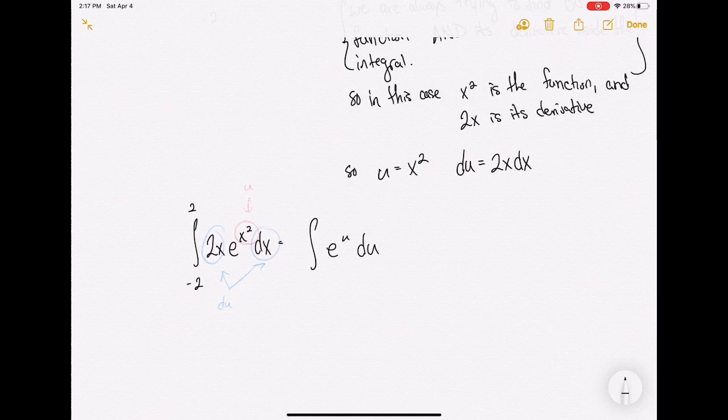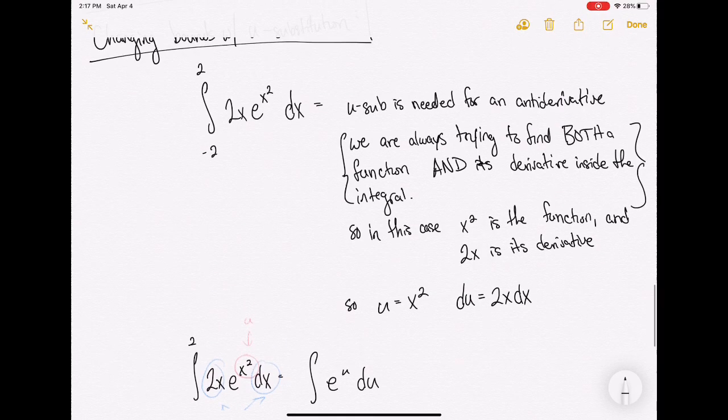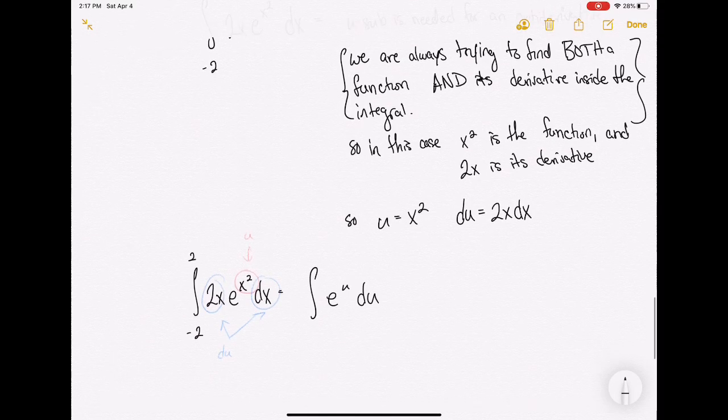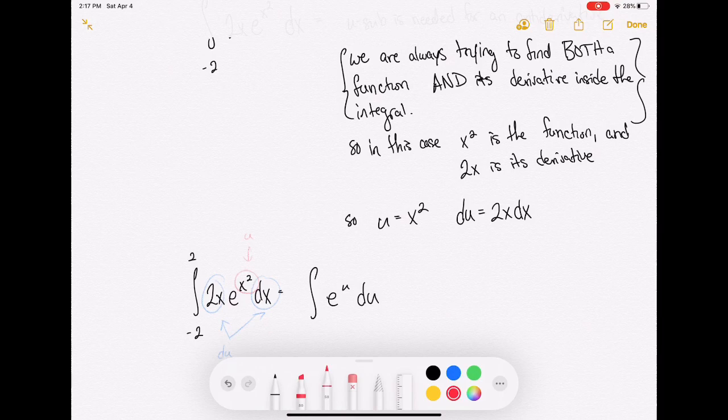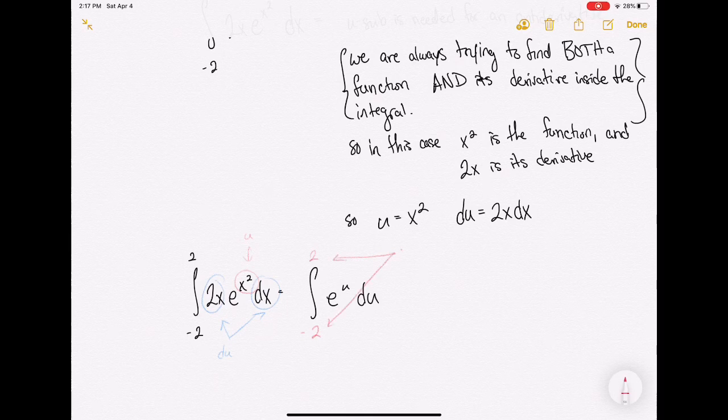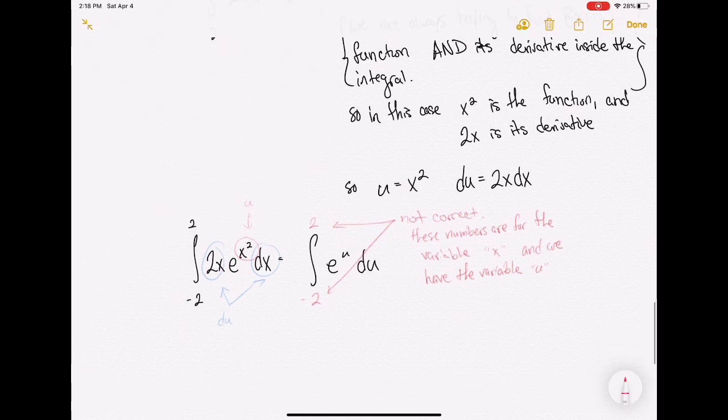But this is the special part. This is what I meant by changing bounds with U substitution. I can't, let's say I'll do something wrong first. These are not correct, right? Because those numbers are dependent upon the variable x. They're for the variable x. And we have the variable u. So we need to figure out what the new bounds are.